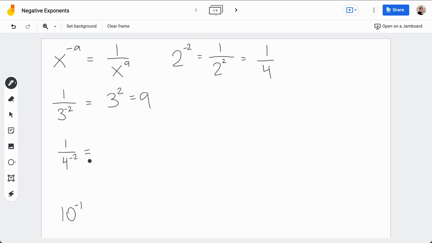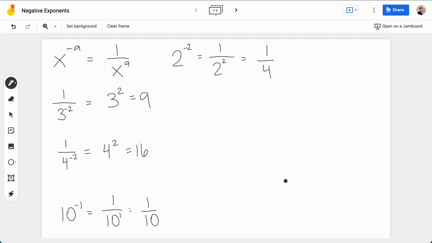So here we have 4 to the negative 2 in the denominator, so I move it into the numerator. This turns into 4 squared, which is 16. And over here, 10 to the negative 1, a negative exponent means we put it in the denominator, so this turns into 1 over 10 to the positive 1. So this is just going to be 1/10.